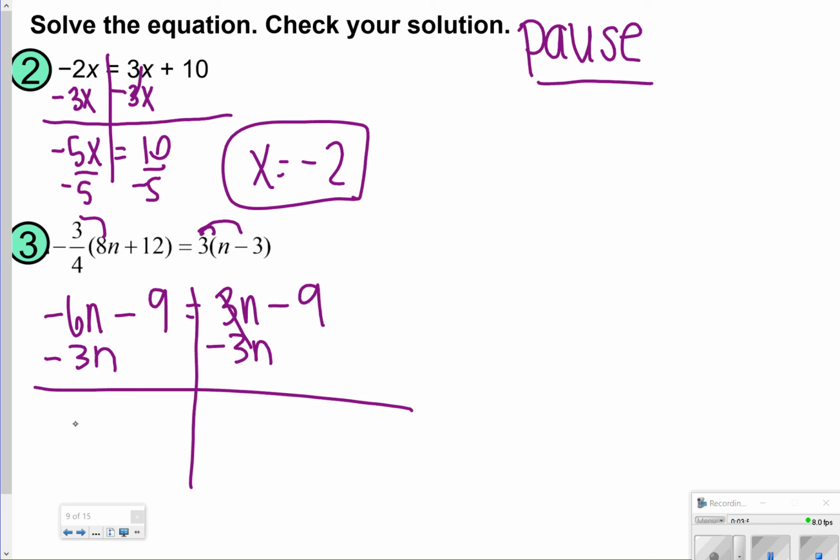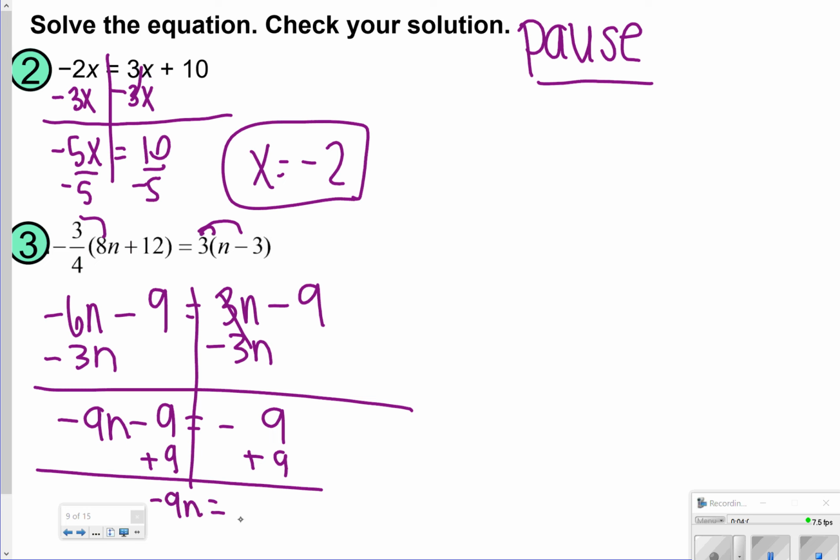So I have negative 9n minus 9 equals negative 9. And then you're going to notice whenever you move your constant over, negative 9n is equal to 0. So n is equal to 0 for number 3. Okay, you can do 0 divided by a number, that is totally fine. You just can't ever do a number divided by 0.